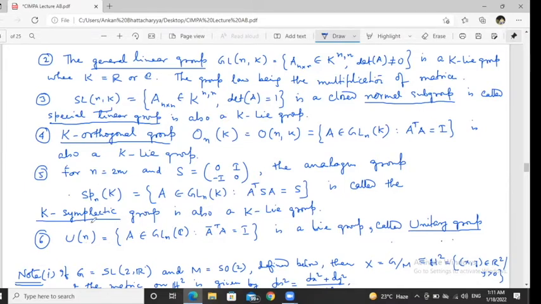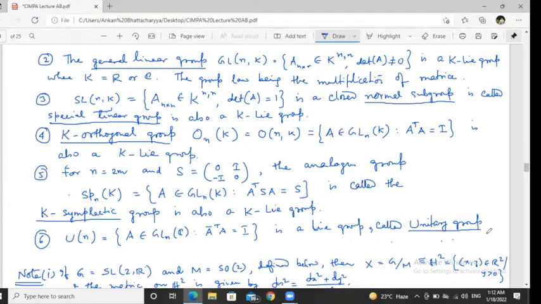Now U(n) is another group, the unitary group. This is also an important concept. Here A belongs to GL(n,C), the complex general linear group, and A bar transpose is the conjugate transpose of A. If this holds, A bar transpose A equal to I, then it is called the unitary group.